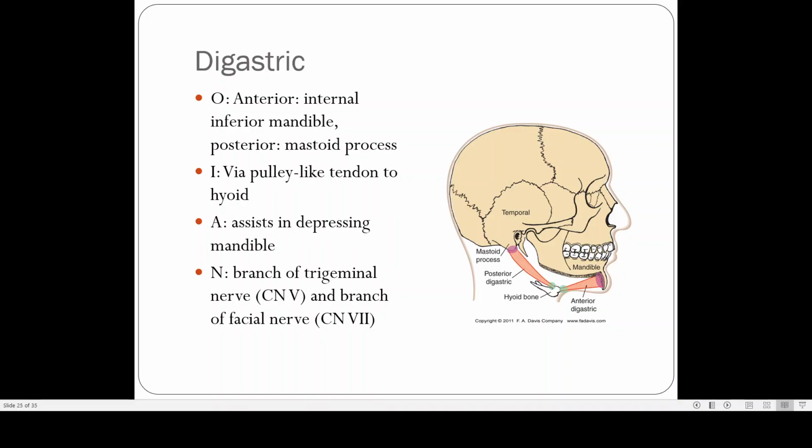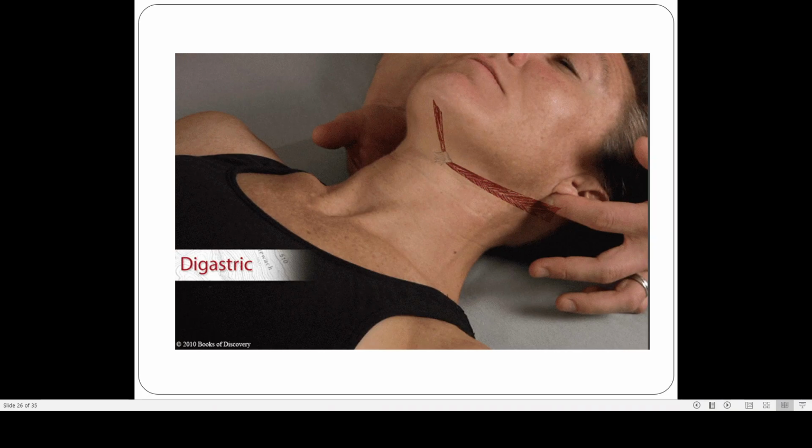Digastric is an interesting muscle in that it wraps around the hyoid bone, which acts as a pulley for it. It originates anteriorly off the internal inferior mandible and posteriorly off the mastoid process. Its insertion is the tendon that wraps around the hyoid bone. And because it loops around the hyoid, when working together, it helps depress the mandible. It's coming off trigeminal and facial. So it's one of the few muscles in our body that does act like a pulley.